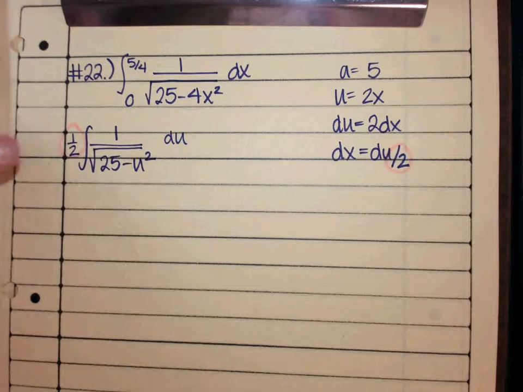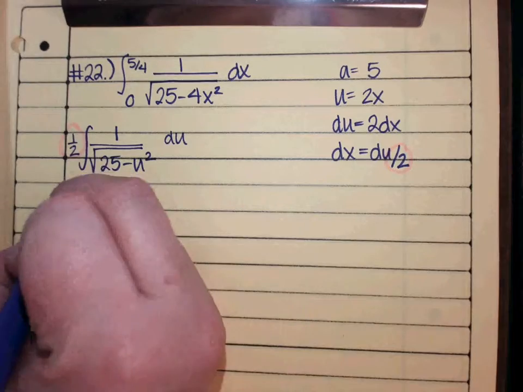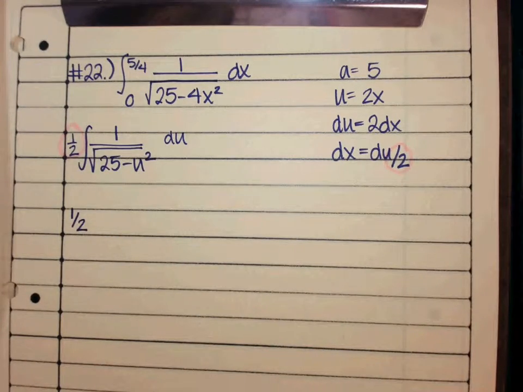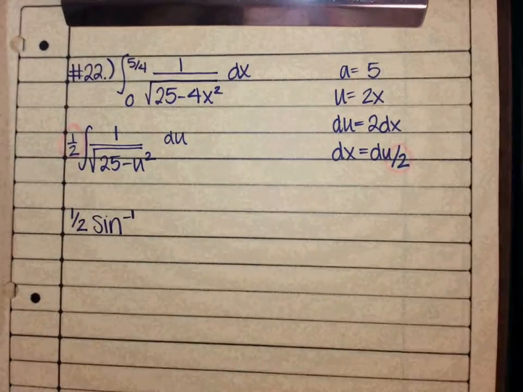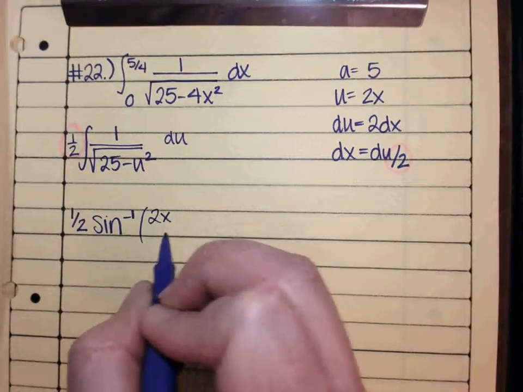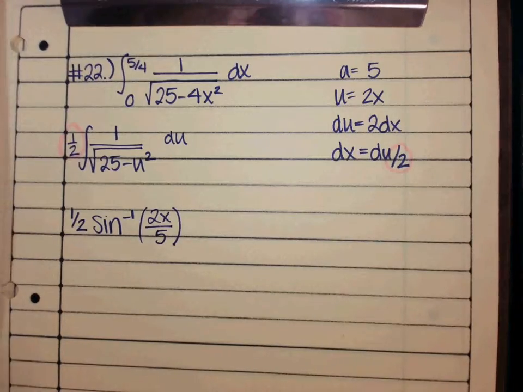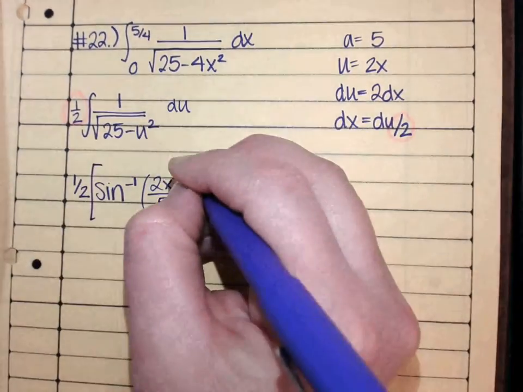Okay, now from here, you're using your formula. So keep the 1/2 in the front. This is rule number 18. The square root is inverse sine u over a. So inverse sine, and then what's my u? 2x over a is 5. Now, what's different? Why would I not put a plus c here? Because I have points to plug in.